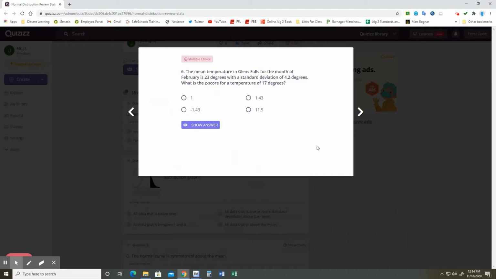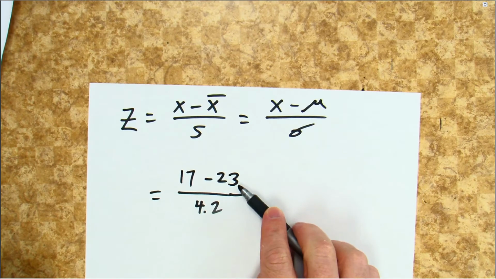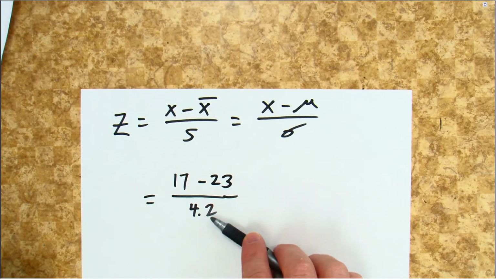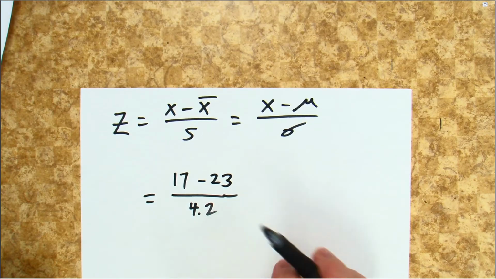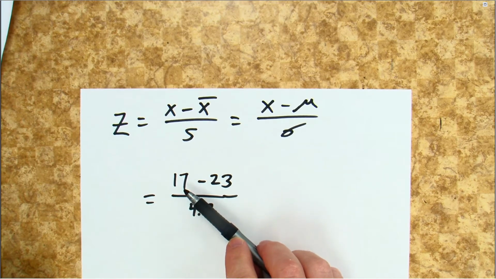The mean temperature in Glen Falls for the month of February is 23 degrees. So I'm just going to write out this information, and then I'm going to jump back to the screen with a standard deviation of 4.2. What is the z-score for a temperature of 17? Now, what that means is this. The average is 23. That's just average for the month of February. Standard deviation is 4.2, meaning on average, each day deviates by about 4.2 degrees. On one particular day, it was 17 degrees, meaning it was below average.